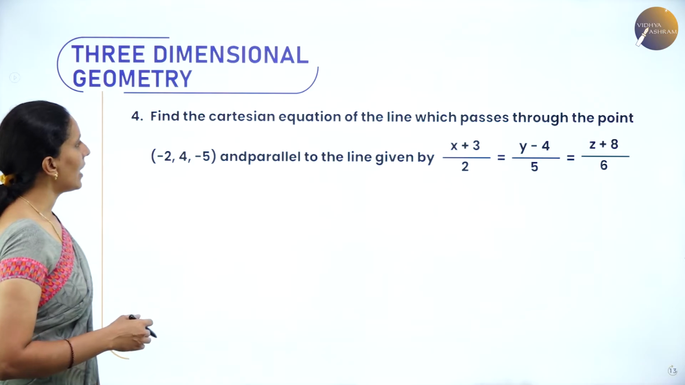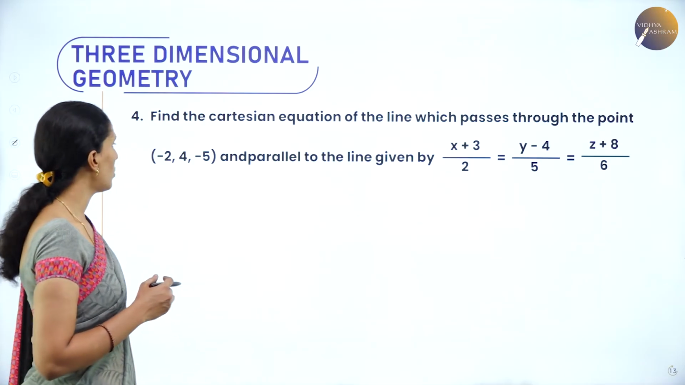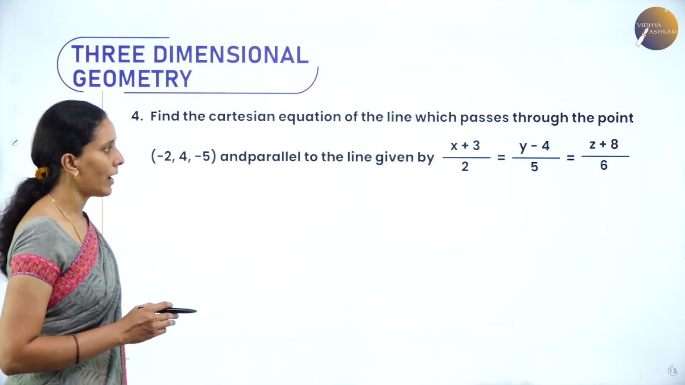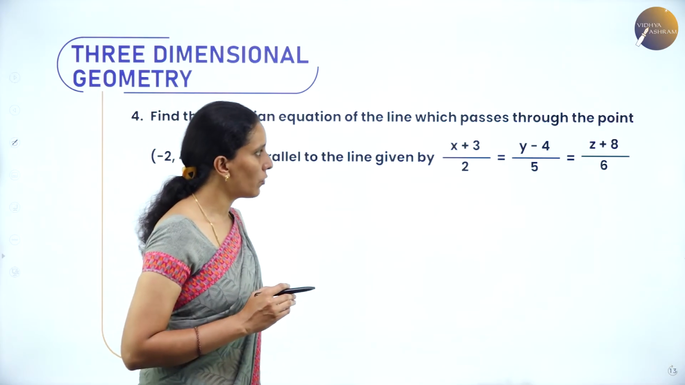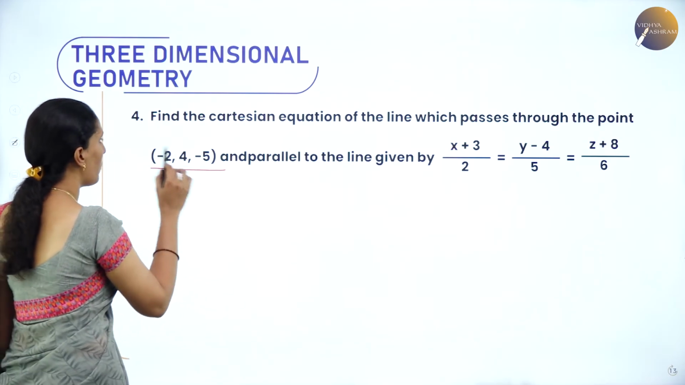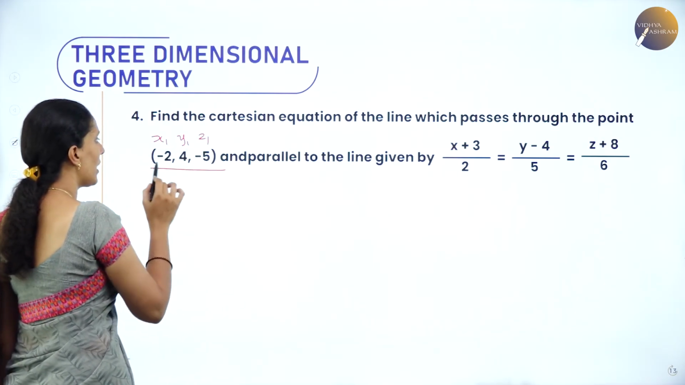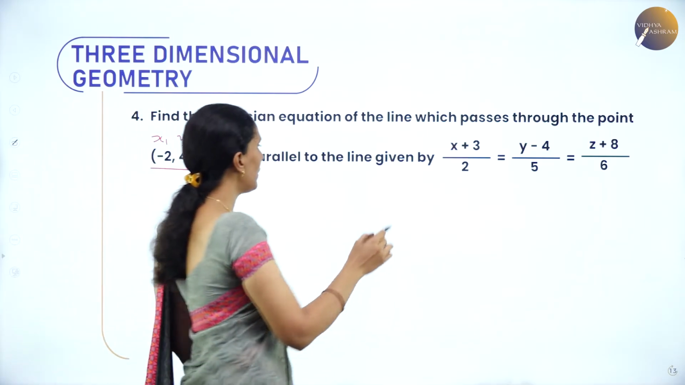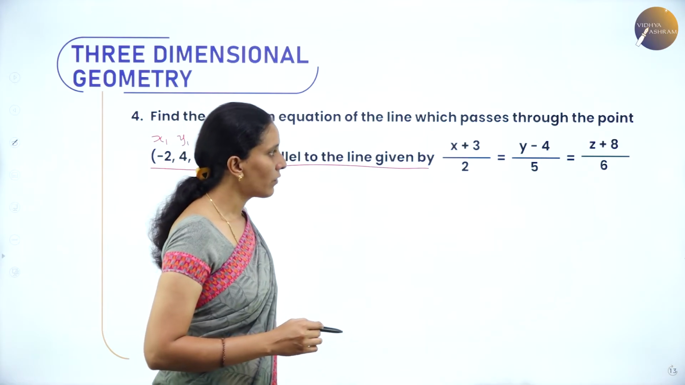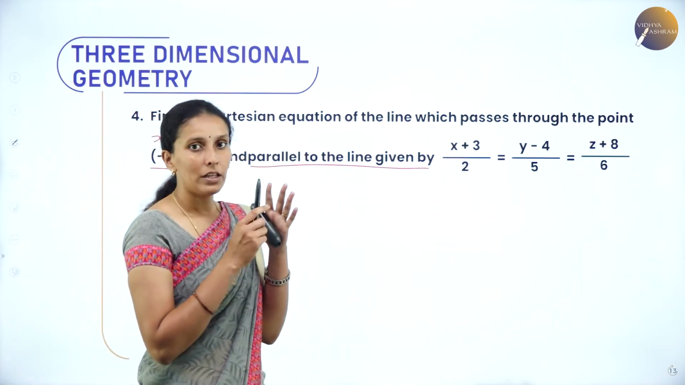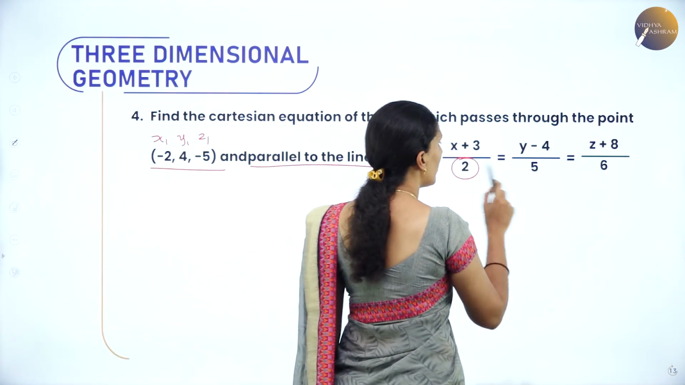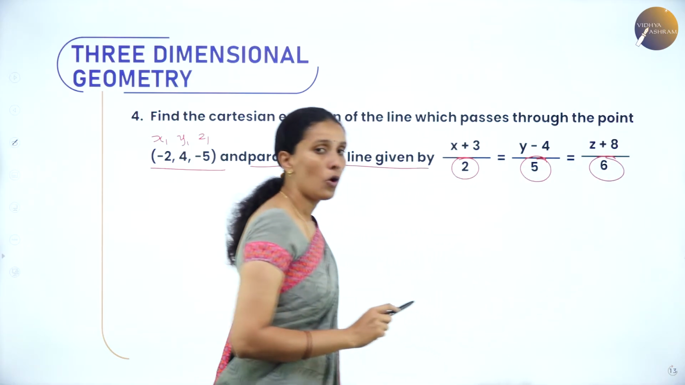Next one, find the Cartesian equation of the line which passes through the point minus 2, 4, minus 5 and is parallel to the line given by (x plus 3) by 2, (y minus 4) by 5, (z plus 8) by 6. Since it is passing through the point, we can take x1, y1, z1 as minus 2, 4 and minus 5. And the line is parallel to the given line. When two lines are parallel, their direction ratios are the same. So the direction ratios of the required line are also 2, 5, 6.